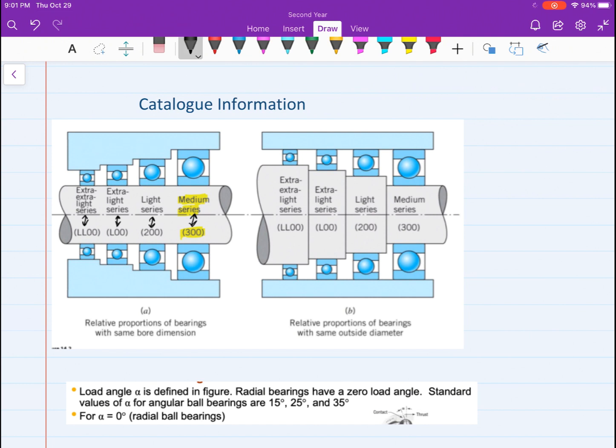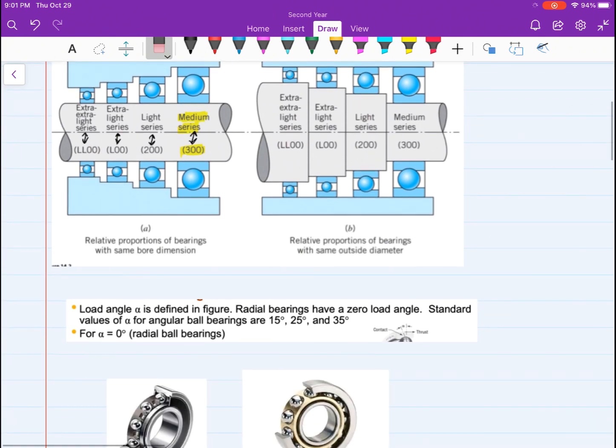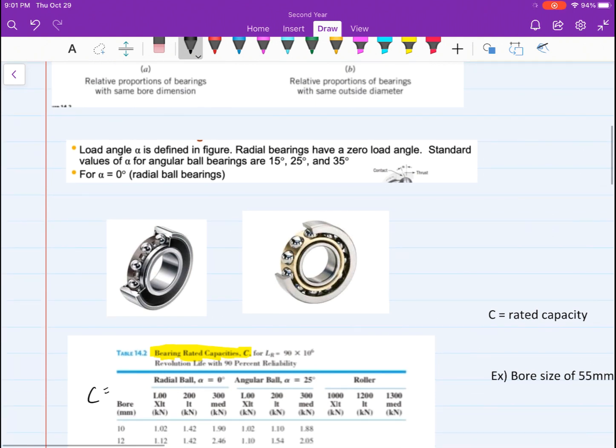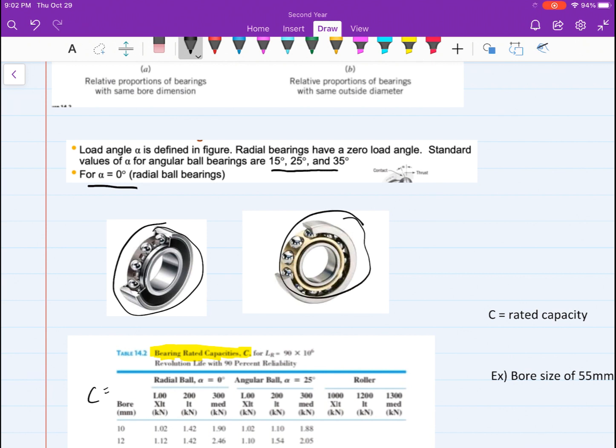And they have a catalog number, and that is what's right here. And you can see it for these ones too. For the extra light series, it's going to be LL00, and we'll get more into that down here. As I was saying with the two different types, the radial one has an angle of 0, which is represented by alpha. And for the angular, which is this one, it can have 15, 25, or 35 for the angles of alpha.